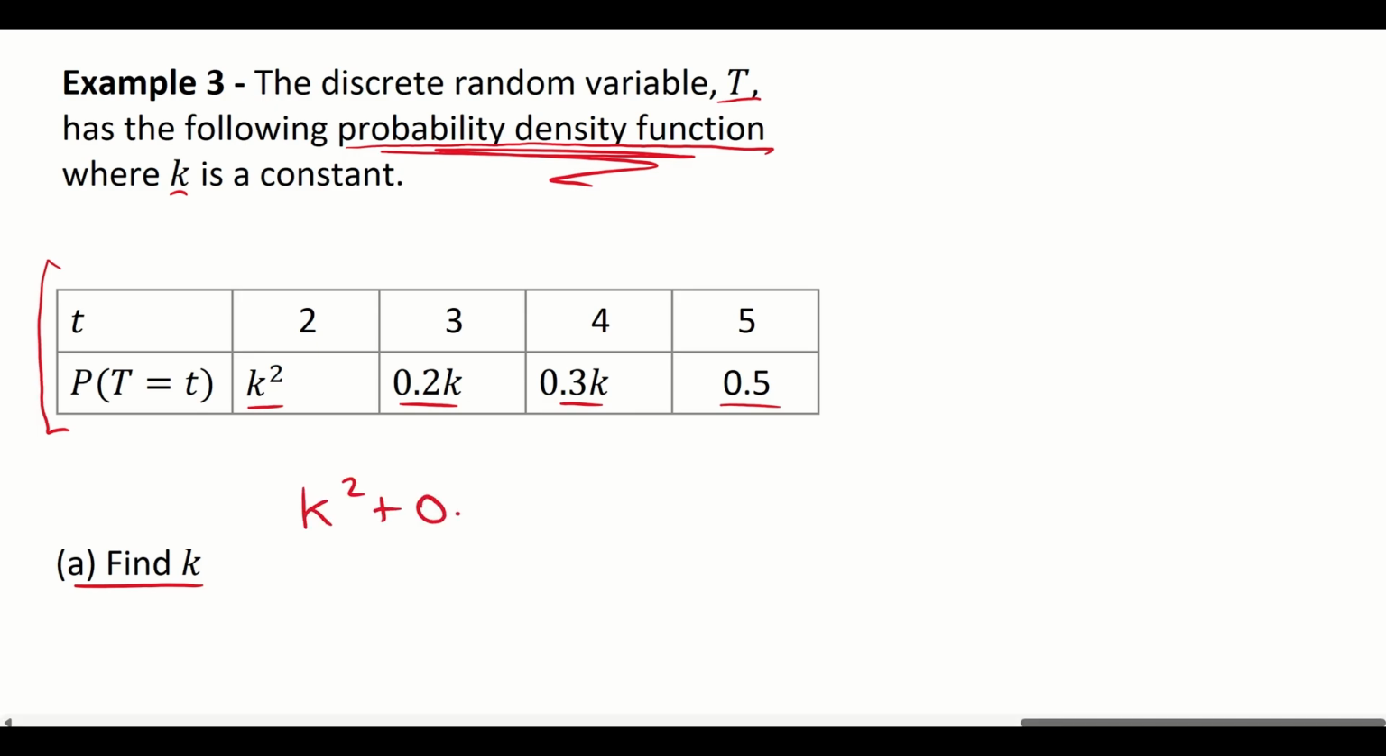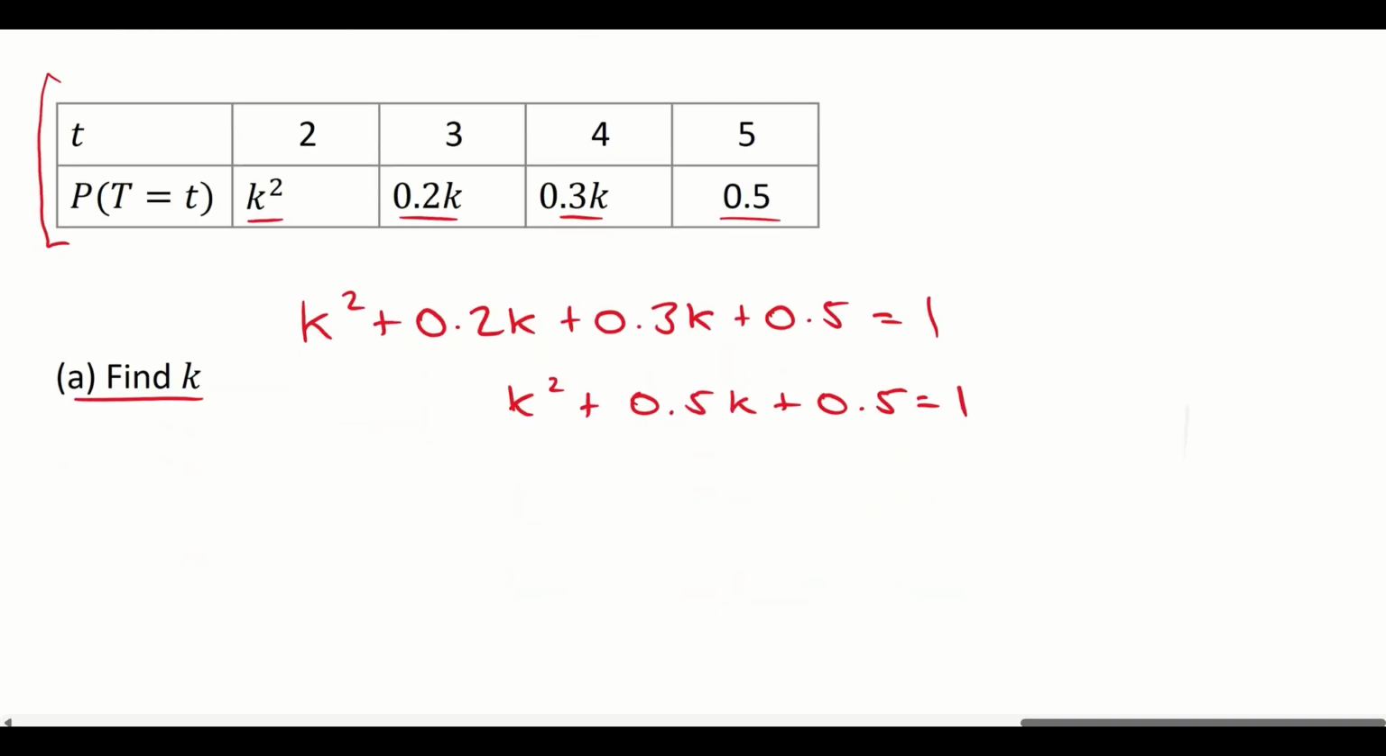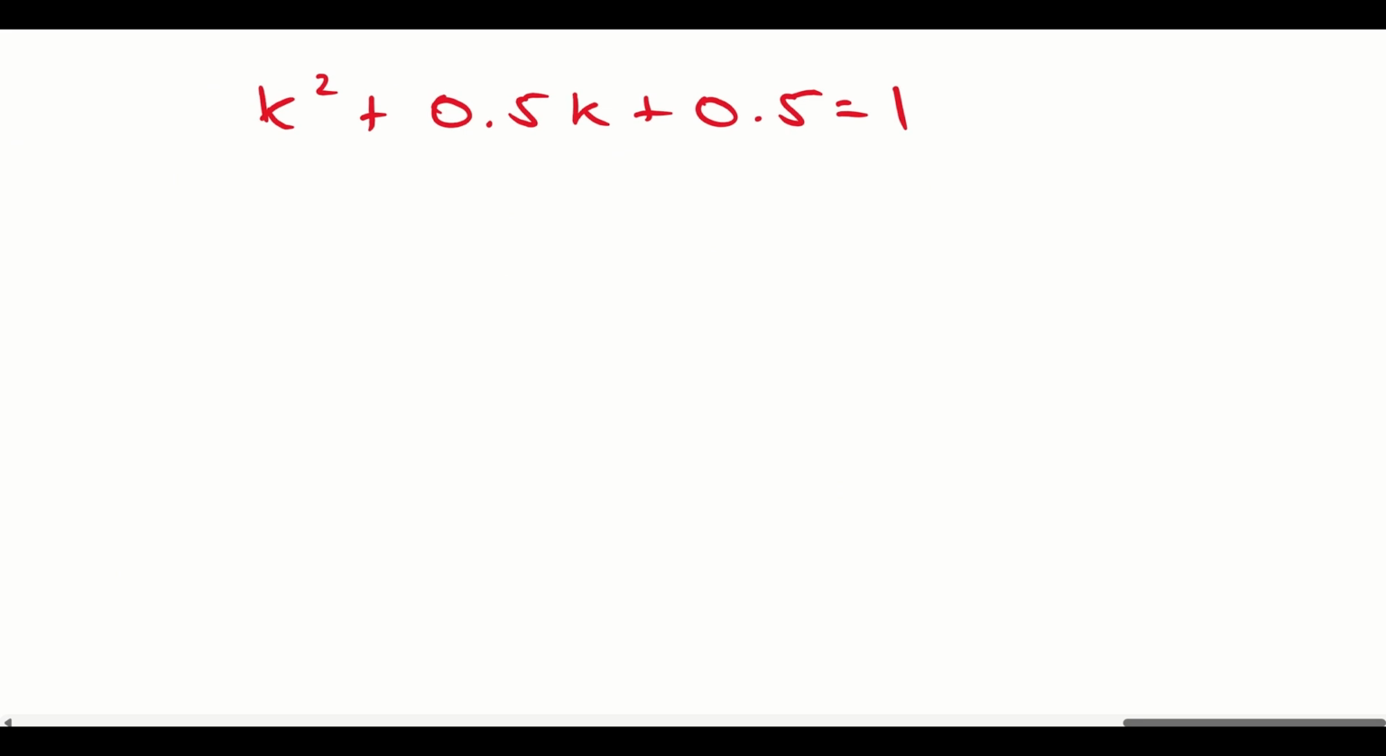So if I add all of these up, and 0.5, that has to be equal to 1. So k squared plus 0.5k plus 0.5 is equal to 1. Now we have to try and solve this equation. So if I subtract 1 from both sides, I end up with this equation. So I now end up with k squared plus 0.5k minus 0.5 is equal to 0.